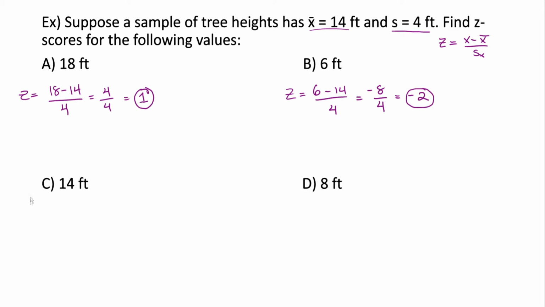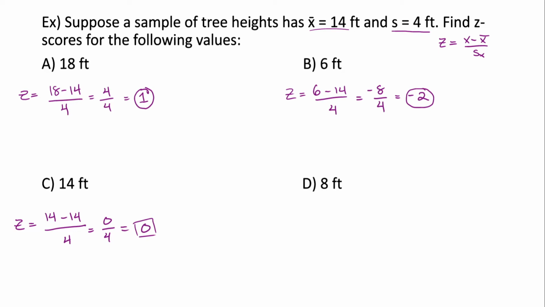So for part C, we can plug everything into our formula. Here in this case, x is 14, but our mean is also equal to 14. So we end up with 0 over 4 and get a z-score of 0. Now this makes sense because 14 feet is the mean. So if we want to ask ourselves how far away the mean is from itself, it's not above or below itself because it is itself, so it's 0 away from itself. So the z-score of the mean itself will always be equal to 0.